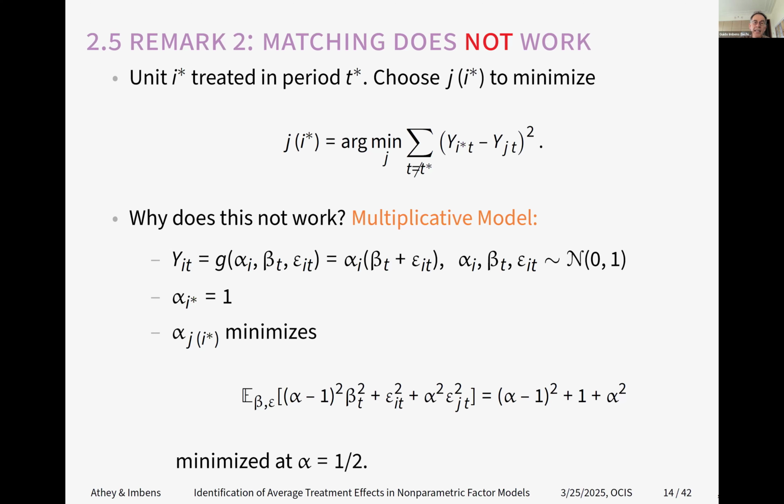That would be the case if we had an additive model where the idiosyncratic term was additive in the system compared to the systematic component. But if you have a multiplicative model, and here's a very simple example where the generative model is alpha I times beta t plus epsilon it, then for a particular unit I star with alpha I star equal to 1, the alphas that are going to minimize that objective function, that are going to be the best matches for large n and large t, are going to be units with alpha equal to 1/2. And so matching is not, in the end, systematically going to lead you to find units with similar values for alpha.